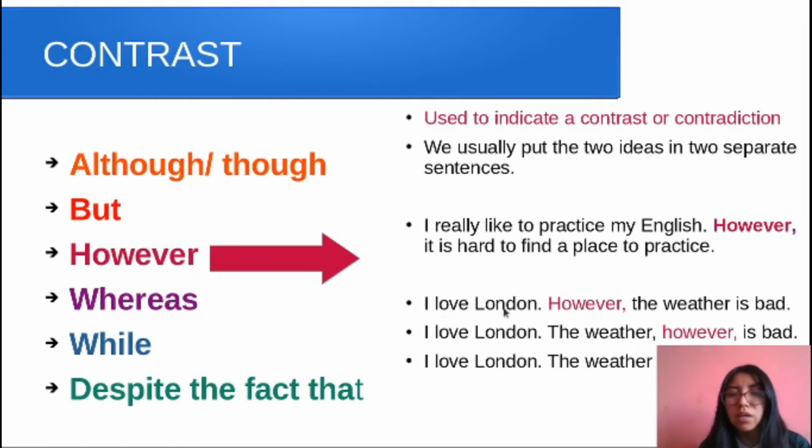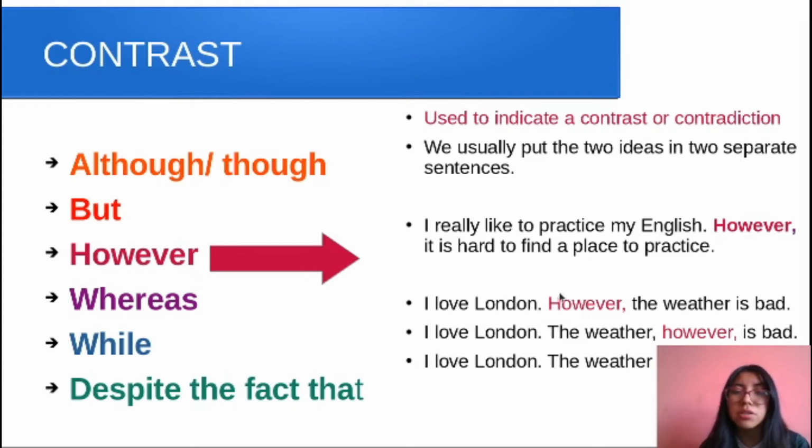Pay attention. I love London. Period. However, comma, the weather is bad. I love London. Period. The weather, comma, however, is bad. The most common use is in that position. Okay, at the beginning of the second sentence. I love London. Period. However, the weather is bad.